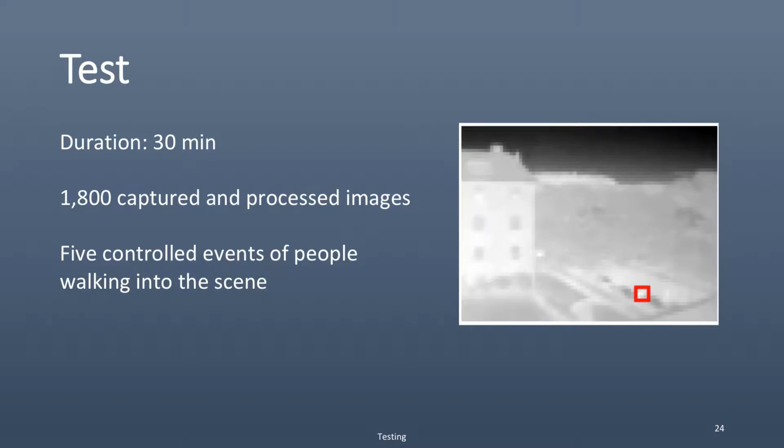The test lasted for 30 minutes and 118 images were captured and processed. 5 controlled events were taken of people walking into the scene. These were purposely done at certain timestamps to allow us to control which images and to know that there were, during this 30-minute process, at least some people in the scene.